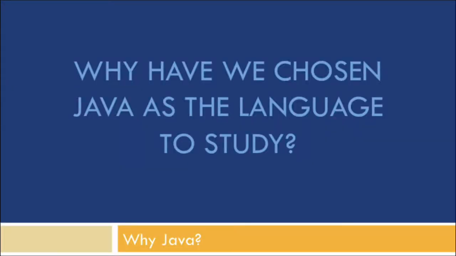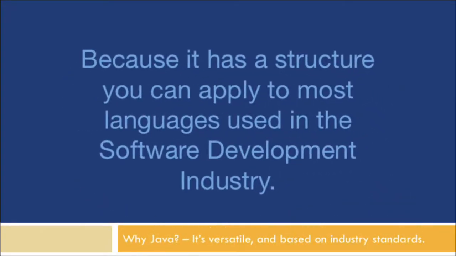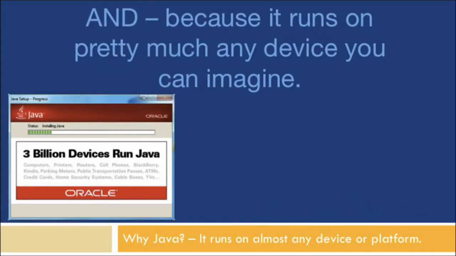Okay, let's start our Java course by talking about why we've chosen Java as the language to study here at Norwood. There are a few reasons. Basically, it's got a structure that you can apply to pretty much any language that you choose to use in the future. And we're talking about the languages that are used right through the software development industry, not something very simple for education. We've tried that, and now it's time to move you out a little bit.